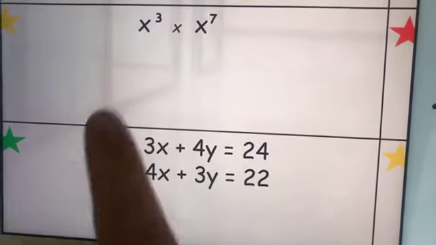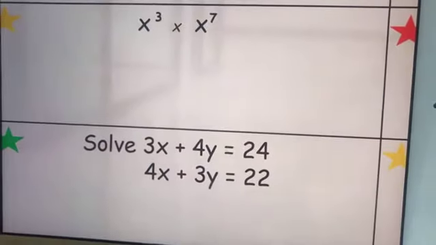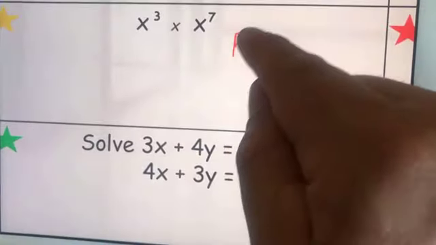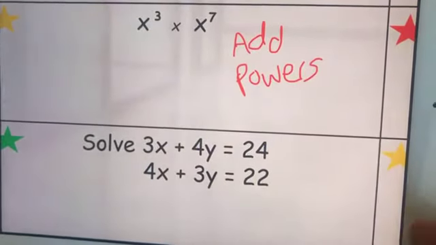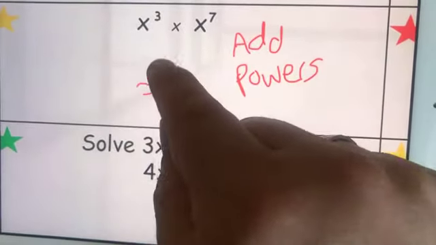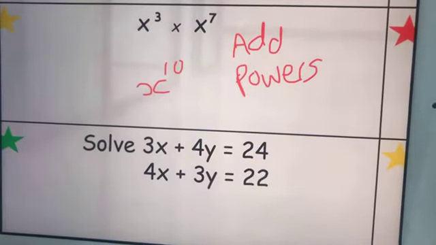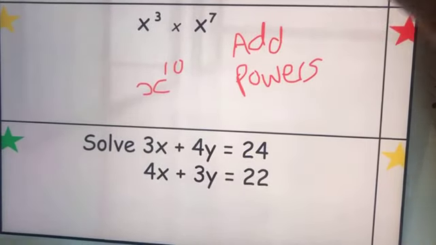Indices rules are really easy. X to the power of 3 times x to the power of 7. You always add the powers. Add the powers together, so my answer is going to be x to the power of 10. That's worth 2 points.